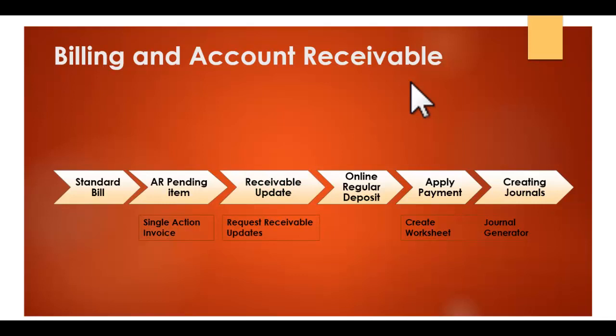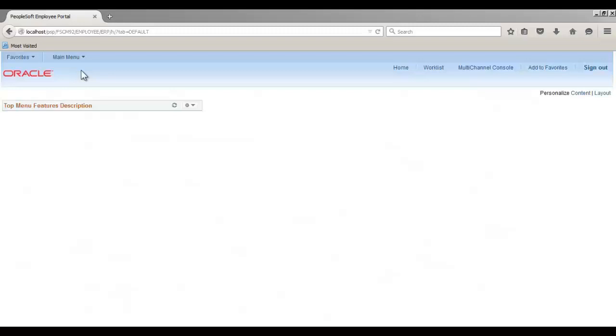Then we'll do an online regular deposit. Then we'll apply that deposit to the bill that we have generated previously using create worksheet. Then finally we will create journals using journal generator. Let's start with creating a bill.